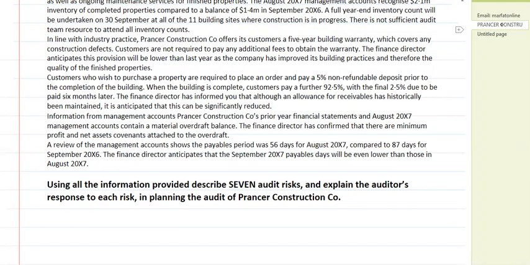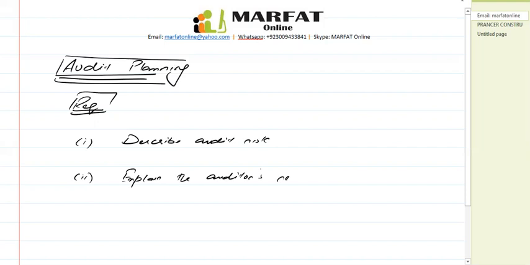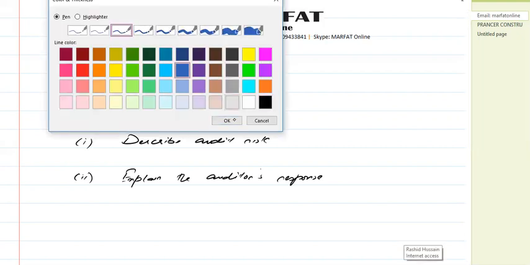when you go to the question: using all the information provided, describe 7 audit risks and explain the auditor's response. So describe risks and explain the auditor's response. Let me split this requirement into 2. Describe audit risk, and then you have explain the auditor's response. This is the requirement you will have in the exam, and you will always have this requirement. There will be no change.